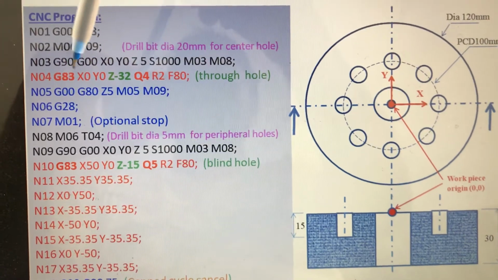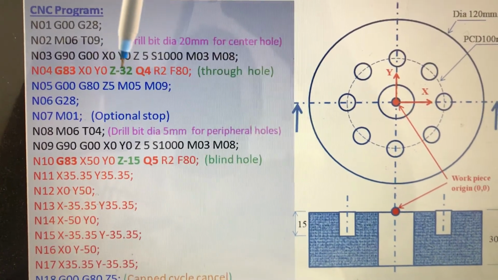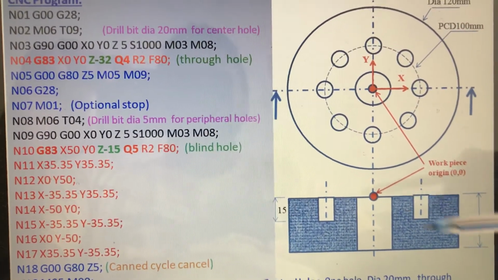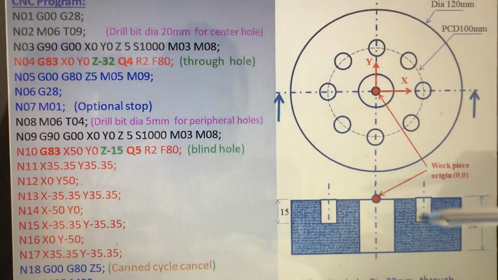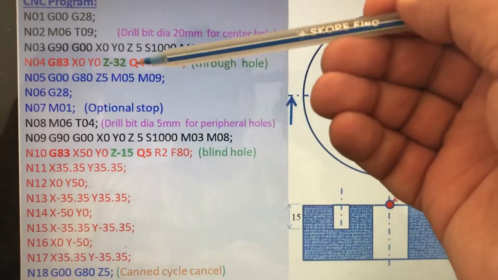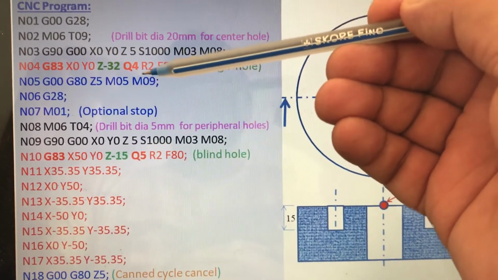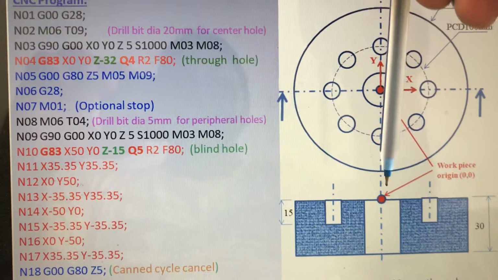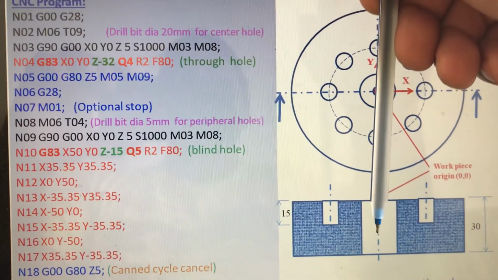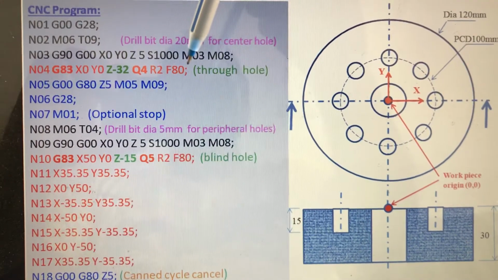And next is a peck drilling operation, X0 Y0 and Z is minus 32, because the total height of the workpiece is 30, or the depth of the hole is 30. Since it is a through hole, we can take a value more than 30. So I have taken minus 32, and I have given incremental drilling as Q4, 4 mm. Do the drilling for 4 mm, come out to repeat point R2, again plus 4 mm, R2, like this. So repeat point is 2 and feed is 80.